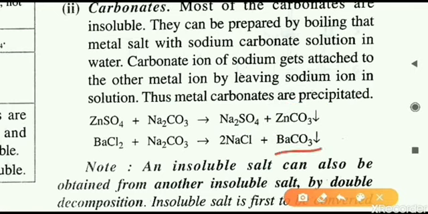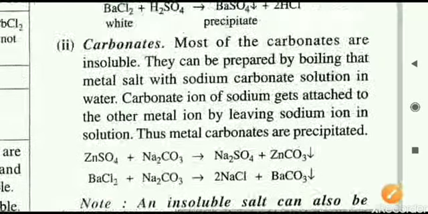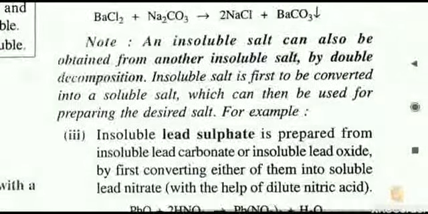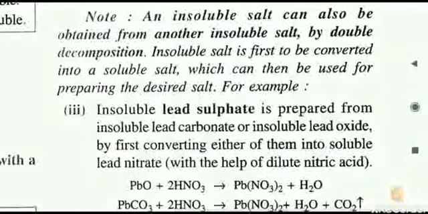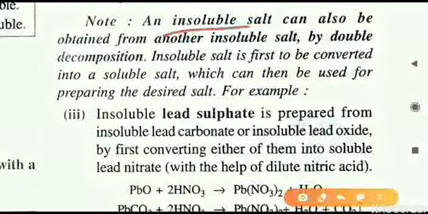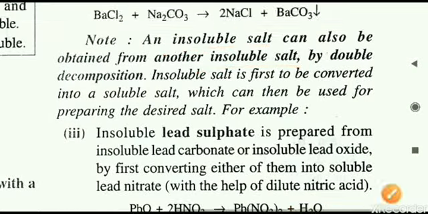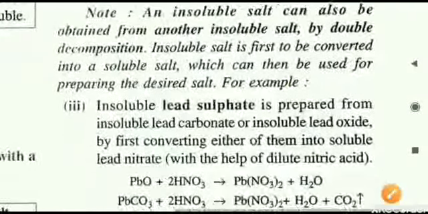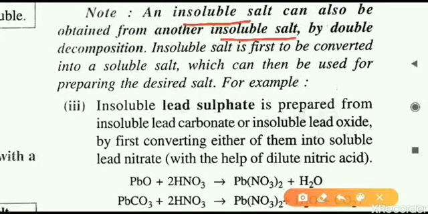Similarly, barium carbonate also can be formed using barium chloride and sodium carbonate. So this is how we can prepare different carbonate salts that are insoluble in nature. There is a special exception here that is given. We can prepare one insoluble salt from another insoluble salt. Yes, in the carbonate what we have seen is that from a soluble salt we are getting an insoluble salt, but there are some cases where from an insoluble salt only we can make an insoluble salt.